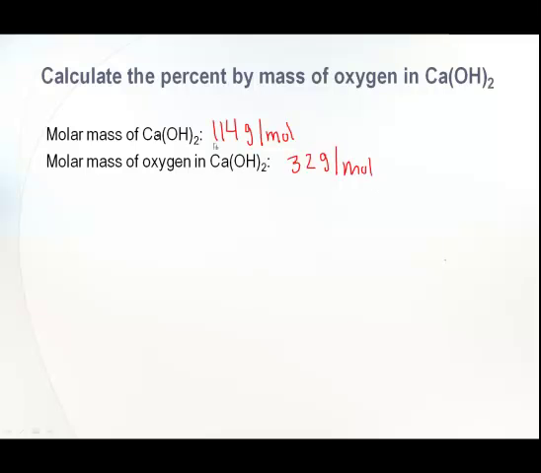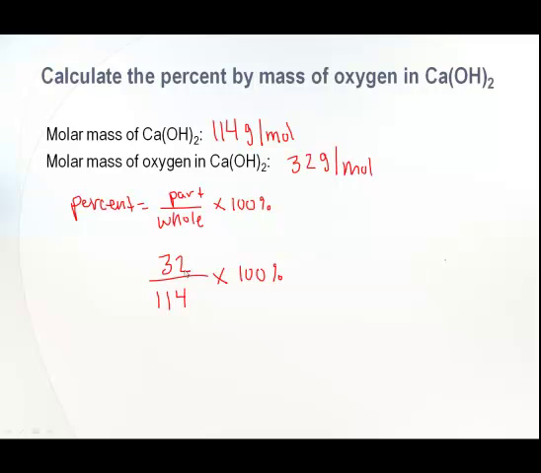So now I'm going to solve for the percent by mass. Percent is always part over whole. Whenever you do part over whole, you're going to get some decimal answer. So to change that into percent, we have to multiply by 100%. In this case, the part is 32 grams, the part of the compound that is oxygen, divided by the whole compound, which is 114. Then we multiply by 100%.